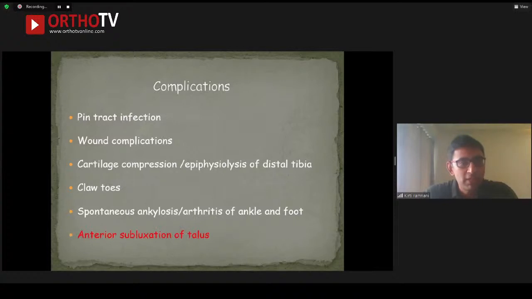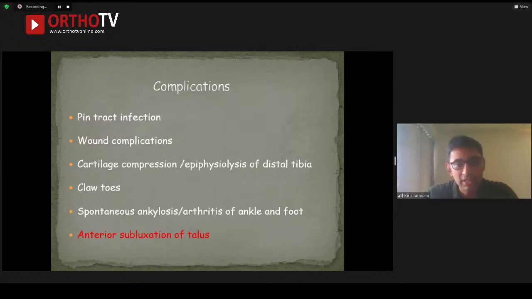Another very important complication is anterior subluxation of the talus. So what we need to consider here is that whether we are using JESS or Ilizarov, these are all unconstrained fixators, which means, because the clubfoot is a multi-apical and multi-dimensional deformity, there is not a single axis which we are dealing with.